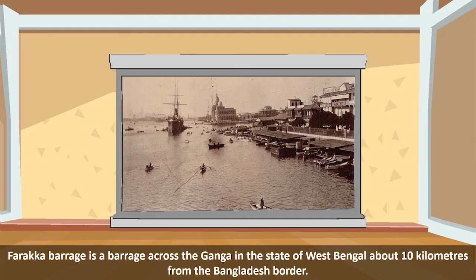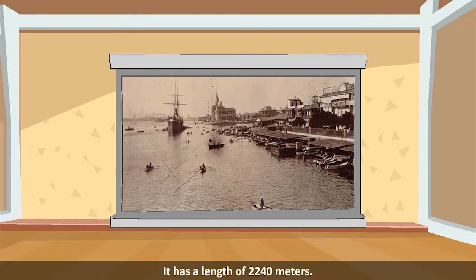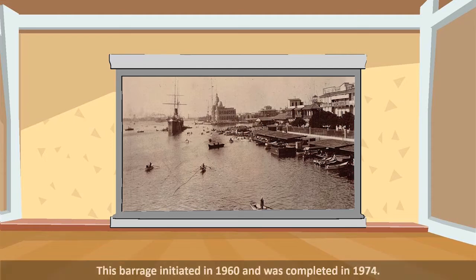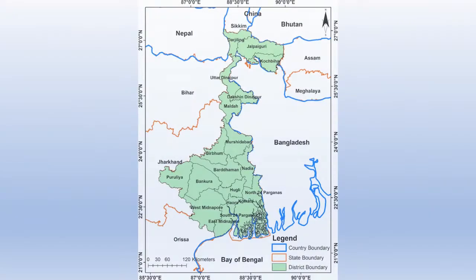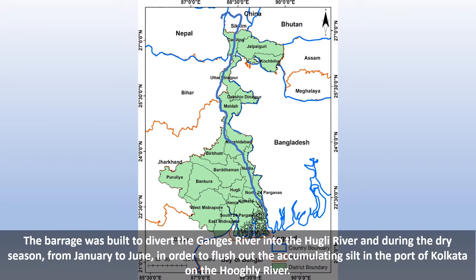The purpose of this barrage was to divert the Ganges River into the Hooghly River. This was done especially in the dry season, that is from January to June, to flush out the accumulated silt on the port of Kolkata. The Murshidabad and Malda districts of West Bengal are divided by this river.